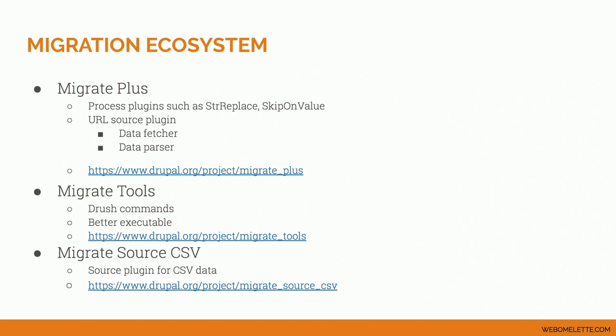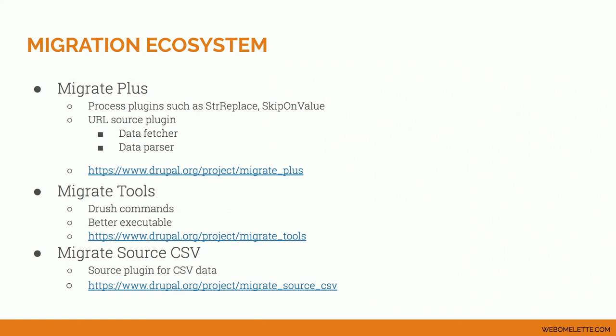A couple of words about the ecosystem, because this is very important. Without this, we can't have even simple migrations, so to speak. So three modules I would like to mention here: Migrate Plus, Migrate Tools, and Migrate Source CSV, the latter because I like it and because we are going to use it in the example going forward.